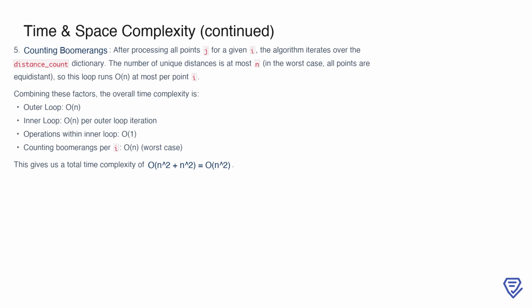When we combine all these factors, the overall time complexity can be broken down as follows: the outer loop runs O(n) times, the inner loop runs O(n). For each iteration of the outer loop, operations within the inner loop take O(1), and counting boomerangs adds another O(n) step per point. Adding these together, we get a total time complexity of O(n^2) plus O(n^2), which simplifies to O(n^2). This is a significant improvement over a brute force approach.